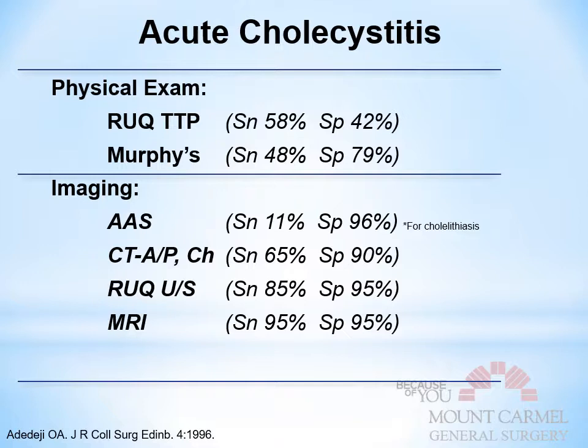MRI is high on both accounts, but remember that's kind of overkill for just diagnosing your everyday acute cholecystitis. And then the HIDA scan is also very sensitive and specific in the case of acute cholecystitis. Normally, we use it more or less as a negative test to rule out cholecystitis in a patient who seems benign, and frankly this suggests that that's a fair utilization of it.